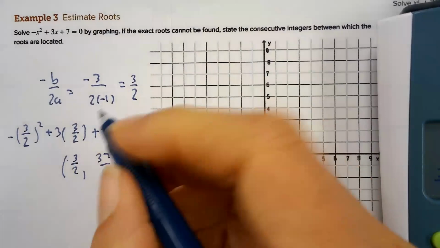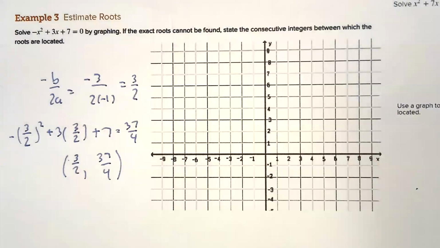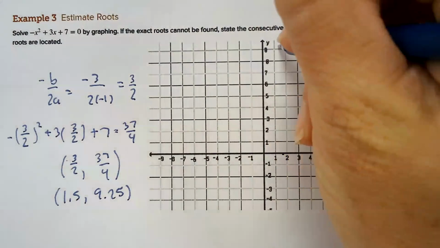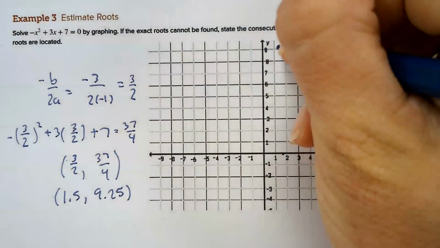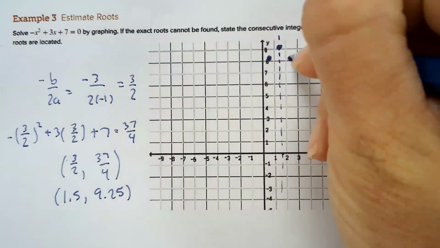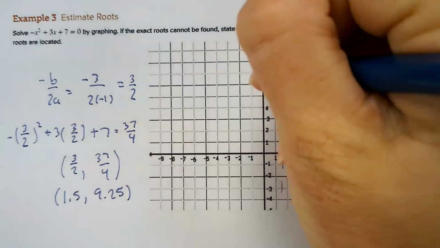9.25. Okay, so I have one at 1.5 and 9.25. So over 1.5, up 9.25. And it's going down one, over one, down one, over one in each direction. My y-intercept is at 7. Reflect that over. Draw that parabola.